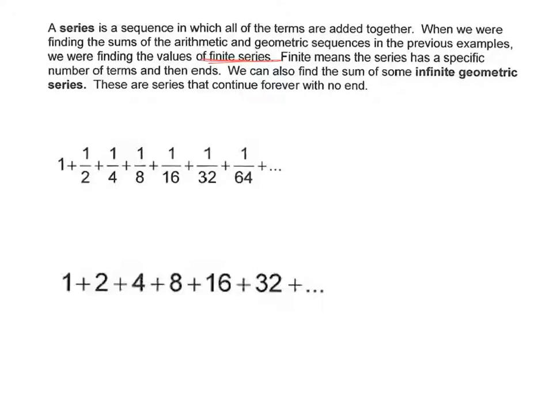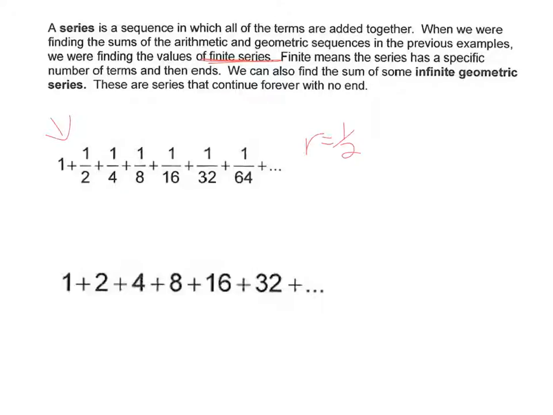But we can also find the sum of some infinite geometric series. These are series that continue forever and ever with no end. So to imagine how this works, think of the geometric series 1 plus a half plus a fourth plus an eighth plus a 16th, and so on and so on and so on. And in this series, r equals 1/2. You keep multiplying by 1/2, and the fractions will continually get smaller and smaller.